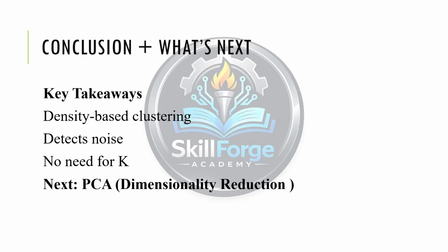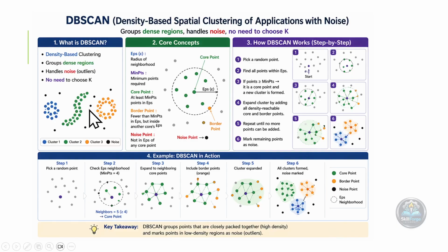Coming to the conclusion part. DBSCAN is a density-based clustering algorithm that groups data based on dense regions, as I have explained in this slide. It can detect noise and does not require us to choose the number of clusters. In the next lecture, we will learn PCA, which helps us reduce the number of features while preserving the important features.